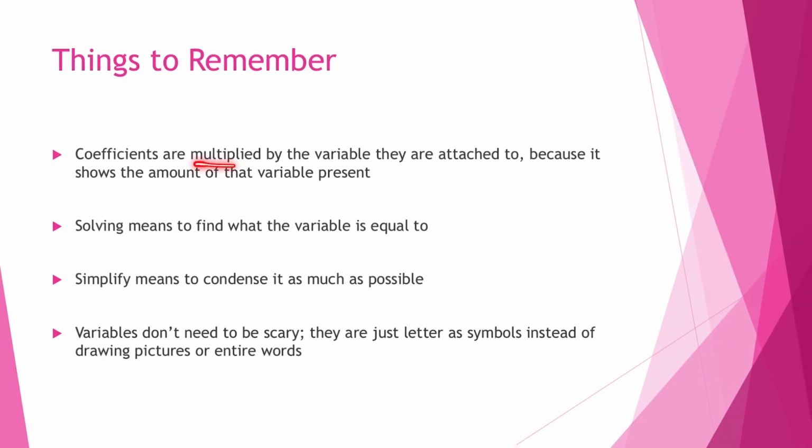So some things to remember from this lesson: coefficients are multiplied by the variable they are attached to because they show the amount of that variable present. Solving means to find what the variable is equal to, whereas simplifying is to condense it as much as possible. And variables don't need to be scary. They're really just symbols. Honestly, you could draw a picture of an acorn if you really wanted to, but no one uses that in the real world, so we just use x.